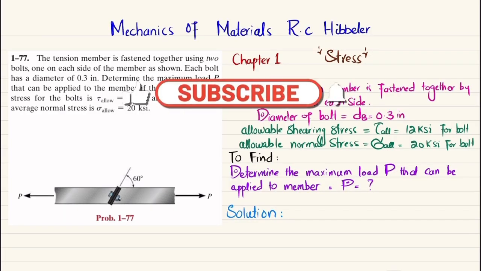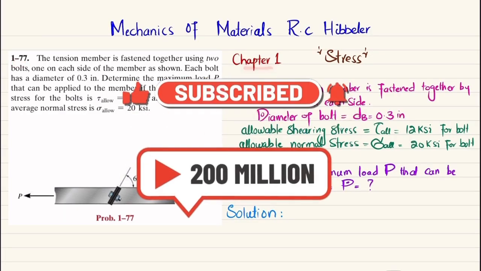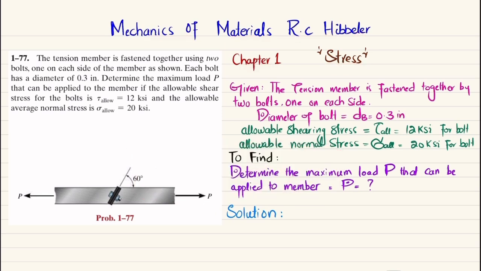Welcome back. In this video, we are going to solve problem 1-77 that is taken from chapter number 1, stress, and the book name is Mechanics of Materials by RC Hibbeler. So the statement is: the tension member is fastened together using two bolts, one on each side of the member as shown. Each bolt has a diameter of 0.3 inch. Determine the maximum load P that can be applied to the member if allowable shearing stress for bolt is 12 ksi and allowable normal stress is 20 ksi.